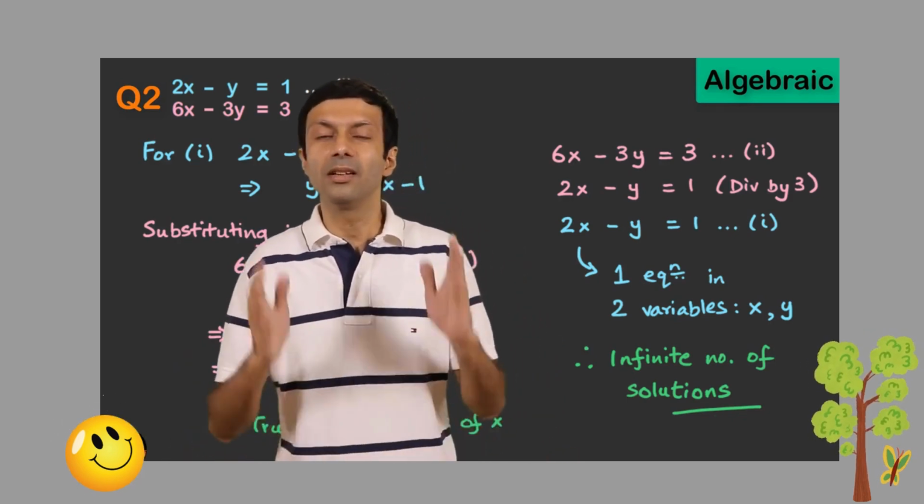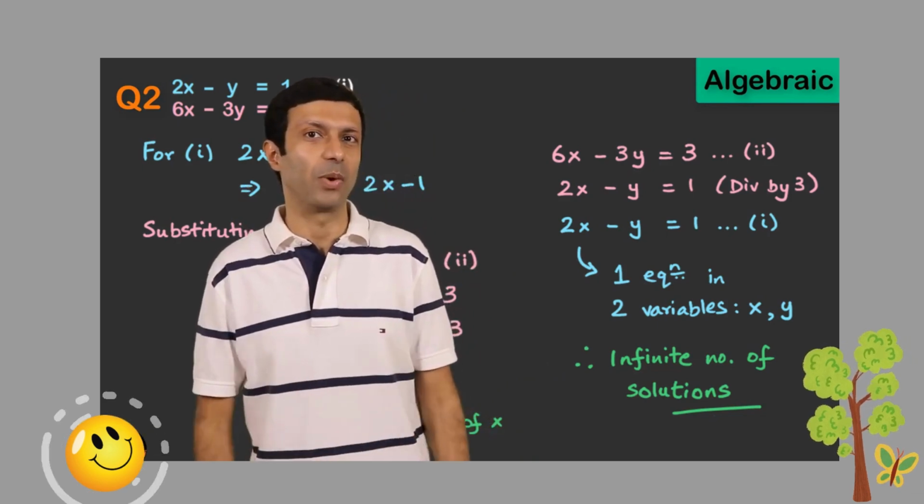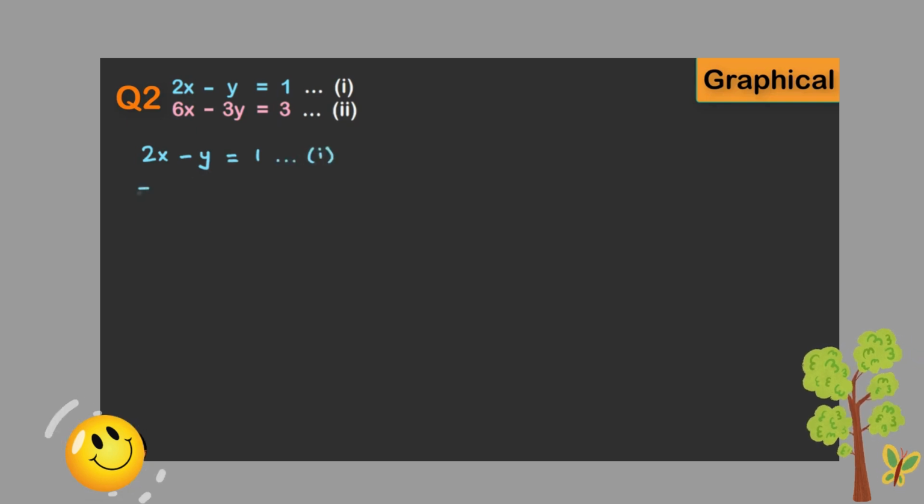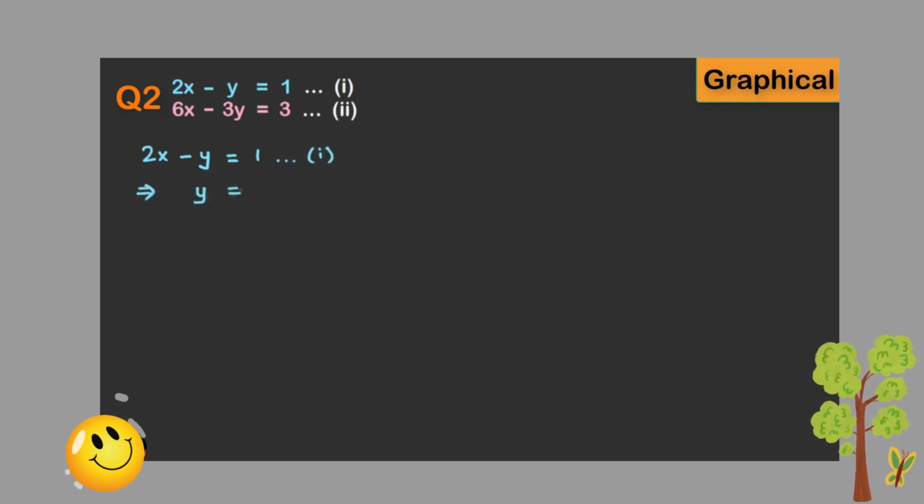Now let's take a look at the graphical approach for this question. Let's start with the first equation, 2x minus y equal to 1. Writing it in the form y equal to 2x minus 1 will make it easy to calculate the values of y for different values of x.